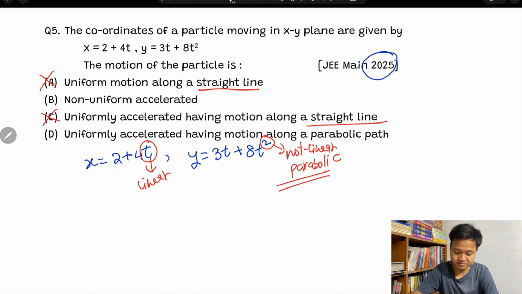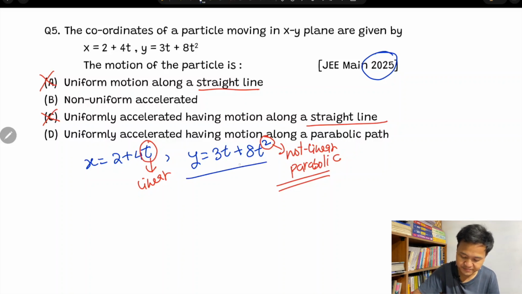So how do you know? You know that it is a parabolic path. Is this motion non-uniform or uniform? To find that out, you need to know the acceleration. If acceleration is constant, then you have a uniform motion. If the acceleration is not constant, you will have a non-uniform motion. So you differentiate this y.